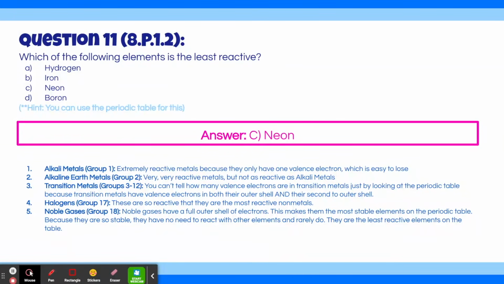So because this question asks about least reactive, you need to look to noble gases first. When you look at group 18 of the periodic table, which is the noble gases, you would have found that neon is one of the noble gases and therefore is the least reactive of the options.